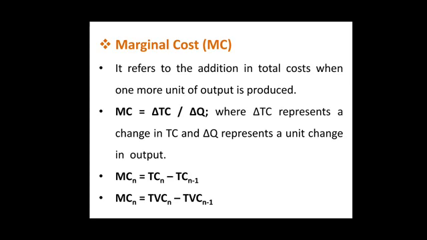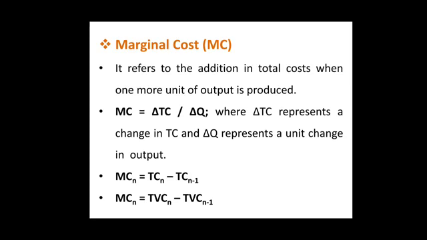Thus, MCn is equal to TVCn minus TVCn-1. That is, the marginal cost of the nth unit is equal to the total variable cost of n units minus the total variable cost of n minus 1 units of output.